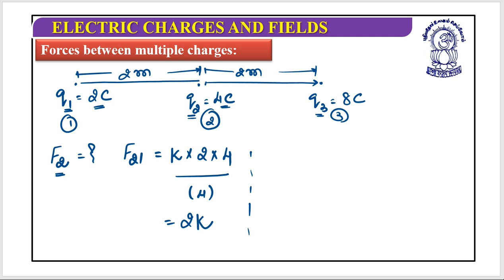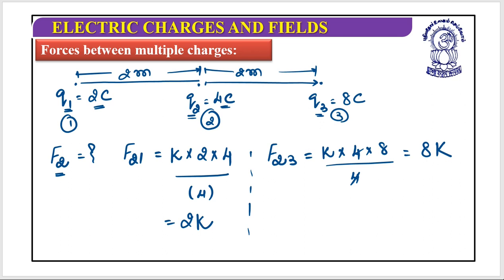Now you have done the first force. Now write down the force on 2 due to the third charge. What would it be? We are interested in magnitude only. So K multiplied by the charge on the second body, 4, multiplied by the charge of the third body, 8, divided by the square of the distance between 4 coulomb and 8 coulomb, which is 4. So this would be 8K. Now you have done half of the task. You have solved it for the numerical value.